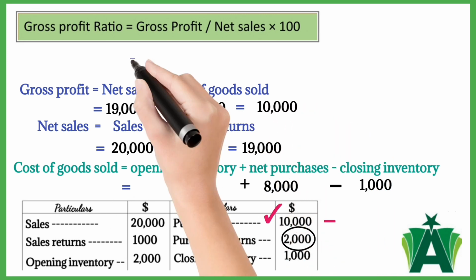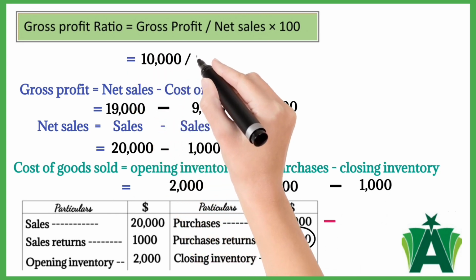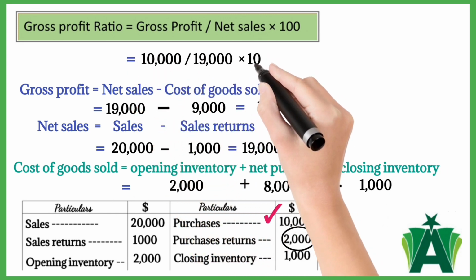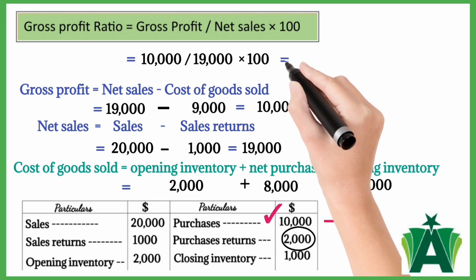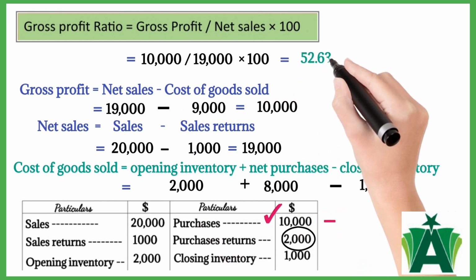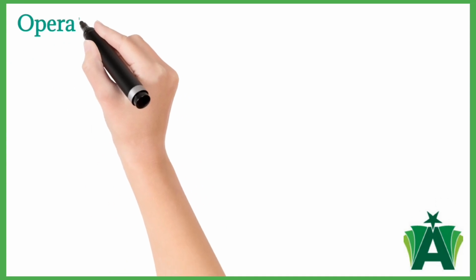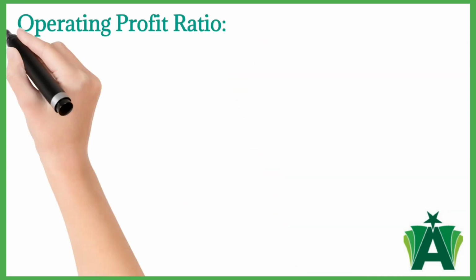Gross profit ratio is gross profit $10,000 divided by net sales $19,000 multiplied by 100. The gross profit ratio is 52.63%. The second profitability ratio is operating profit ratio.